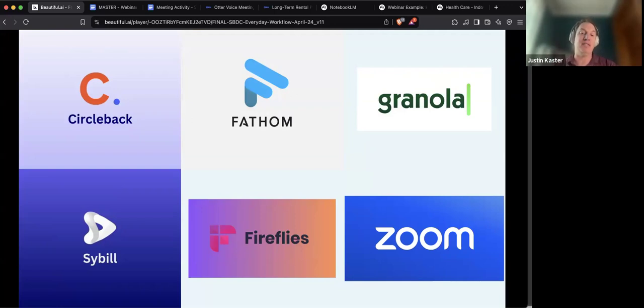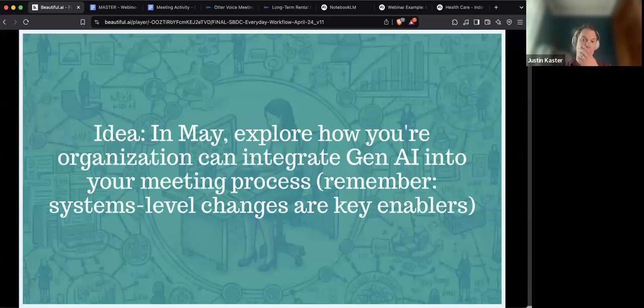This is a tool that exists for this high value task, meaning it takes a lot of time to do good summaries, to run good meetings, but addressing that issue is definitely possible today with these tools. So one idea for you as it relates to that bucket, if meetings are frustrating for you, is just how might your organization, at a systems level, integrate Gen AI into the meeting process, right? This is the way to think about it.